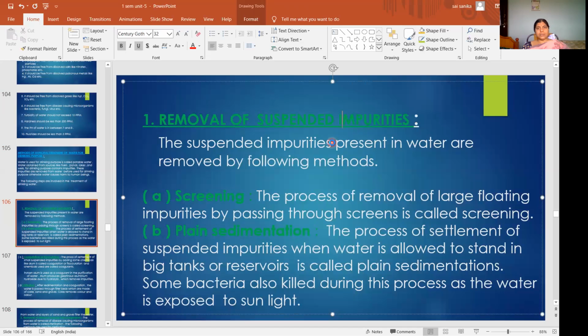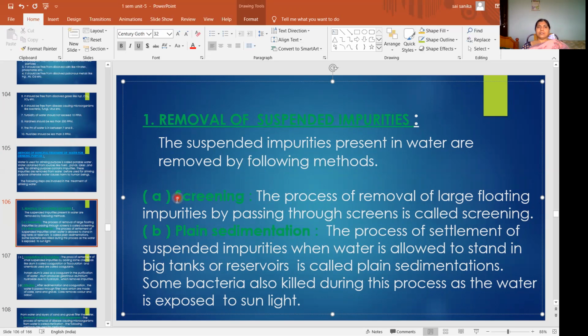Removal of suspended impurities. The suspended impurities present in water are removed by following methods. So to remove these suspended impurities, we follow some of the methods. The first one is screening. What is meant by screening? The process of removal of large floating impurities by passing through screens is called screening.